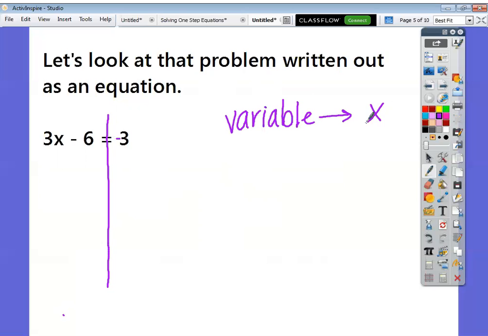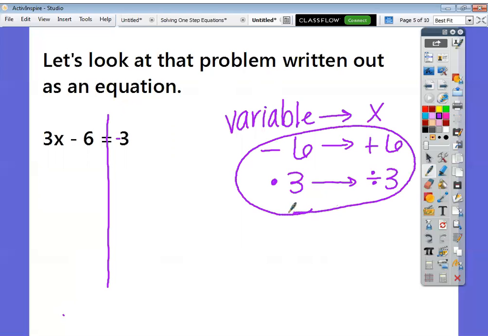Right now, what I see is I have subtracting 6. So the inverse of that, I know I'm going to have to add 6 to cancel that out. I see multiplying by 3. So to cancel that out, I know I'm going to have to divide by 3. Okay? So this tells me what I have to do.